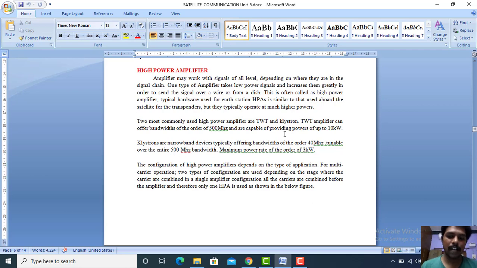That is one amplifier. The second one is the klystron amplifier. This device typically operates in a bandwidth of 40 MHz, tunable up to 500 MHz. So the previous case, the TWT, operates at 500 MHz, and the klystron operates between the range of 40 MHz to 500 MHz with a maximum power of 3 kilowatt.